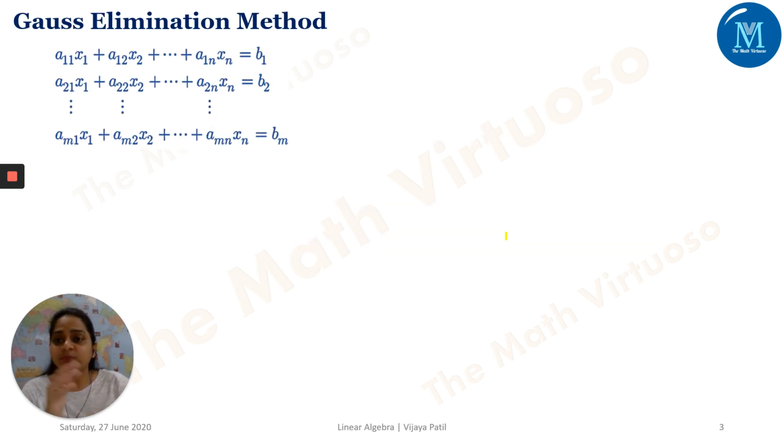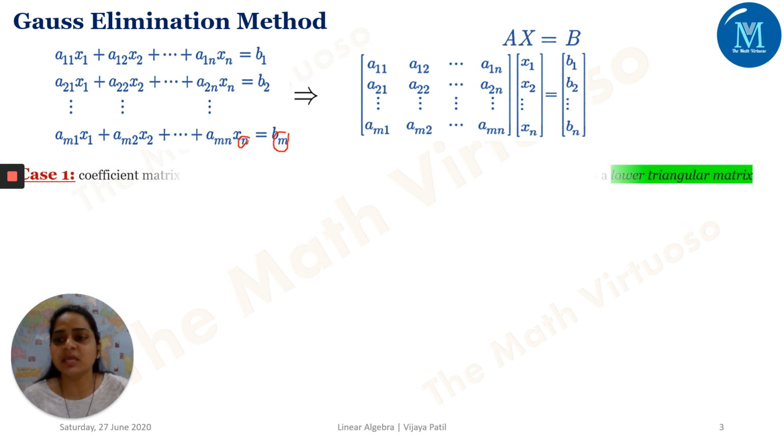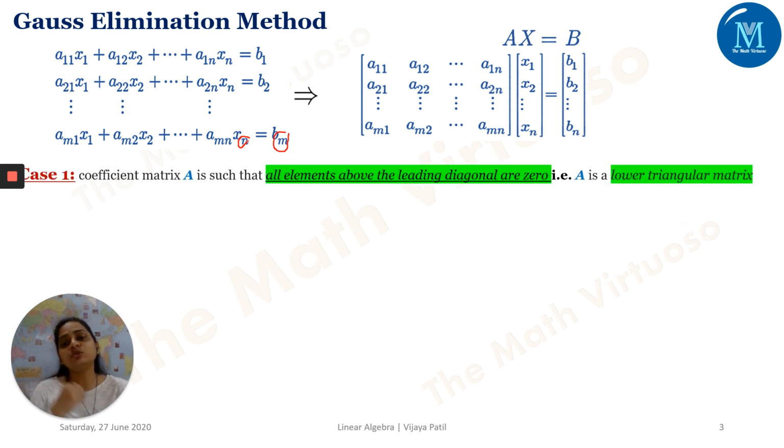Suppose this is the system. It's been given to us as a11 x1, a12 x2, and so on. So how many equations do I have? I have m equations and n variables here. We'll observe this, and then I could write this as Ax = b. There are two cases of the Gauss elimination method. By two different methods, we can find the solution of these equations.